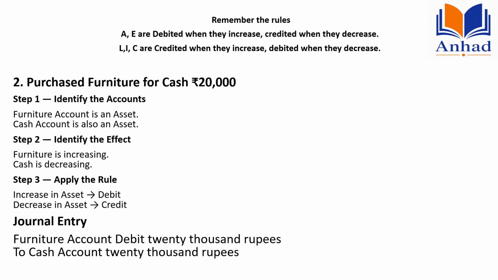Step 3. Apply the rule. An increase in an asset is debited. A decrease in an asset is credited. Journal entry. Furniture account or purchase account debit 20,000 rupees, to cash account 20,000 rupees.